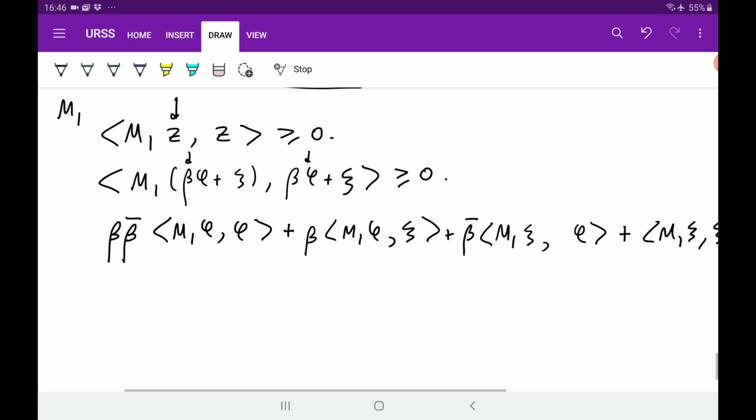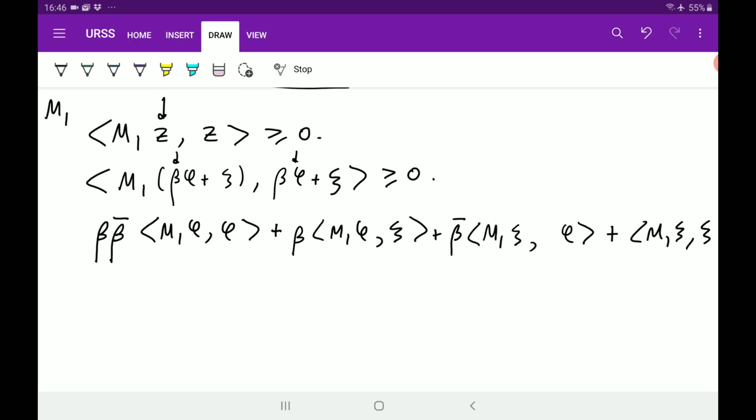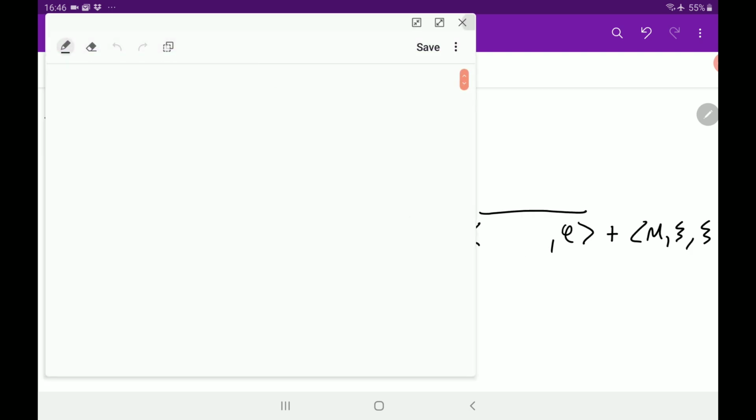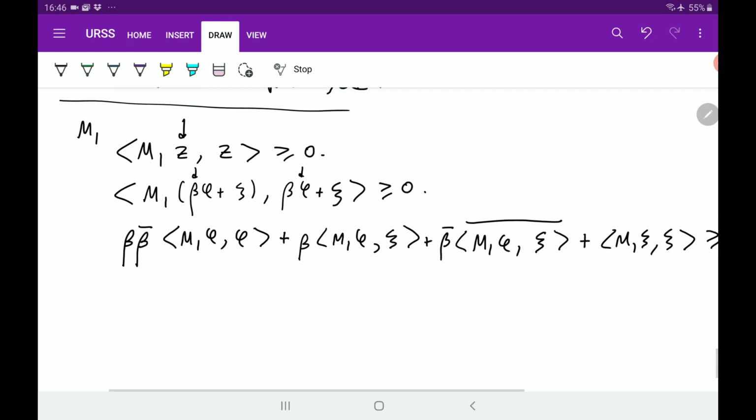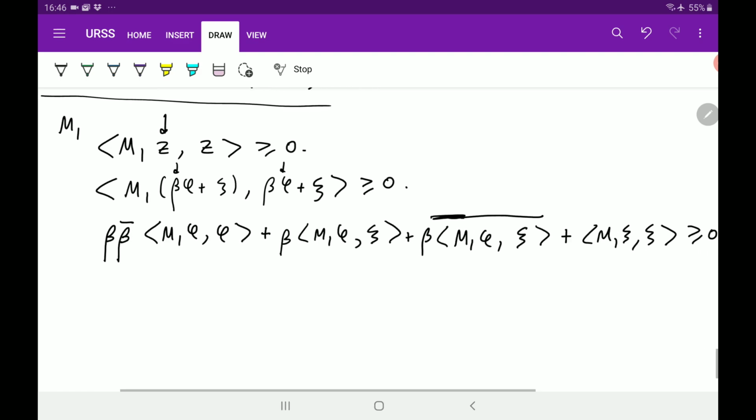Now, the trick is to try and get something like this appearing in here. We know that M1 is Hermitian, so we can throw the M1 to the other side, it's self-adjoint. And then, at the expense of picking up a complex conjugate, we can swap this around. So we get this. And this is just squared.